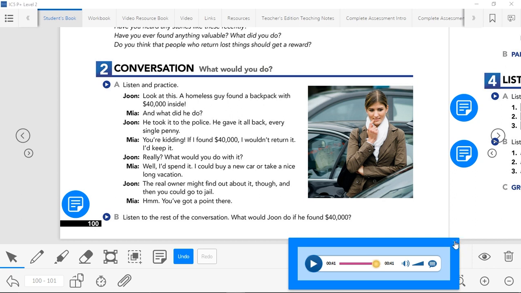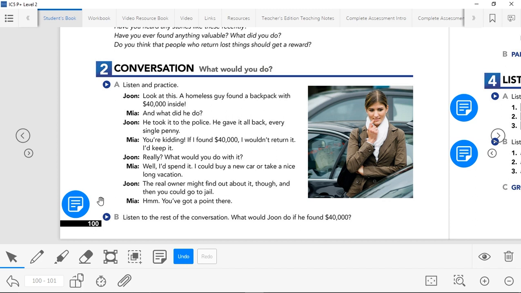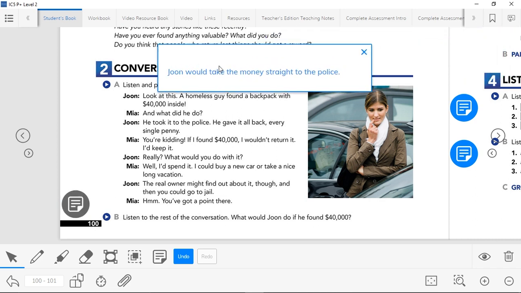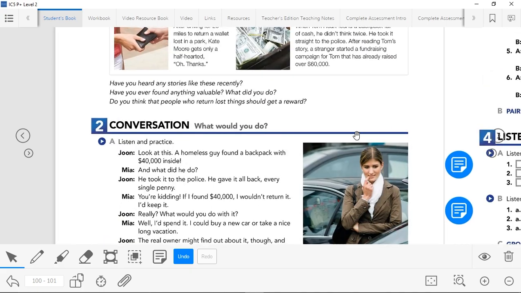That is true. That is really true. Everybody would use a new bike. But well, so what would June do if he found $40,000? Did you get the answer? Let's check. Well, June would take the money straight to the police, as well as the homeless guy.